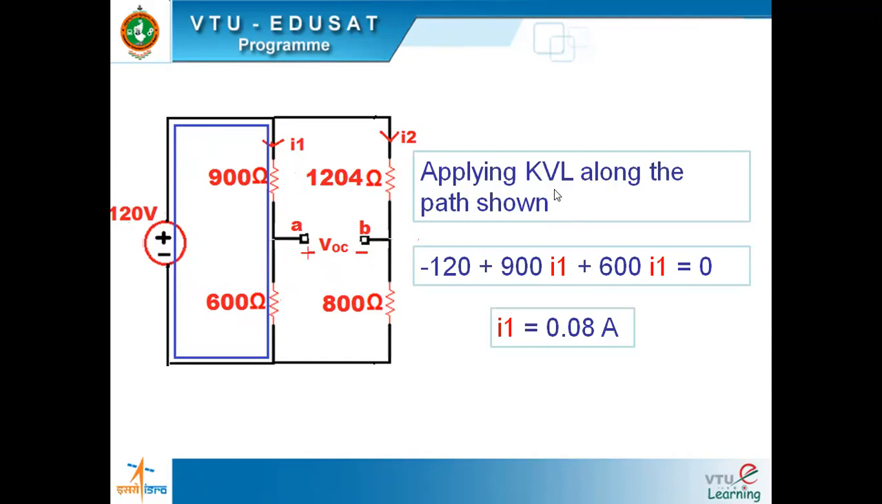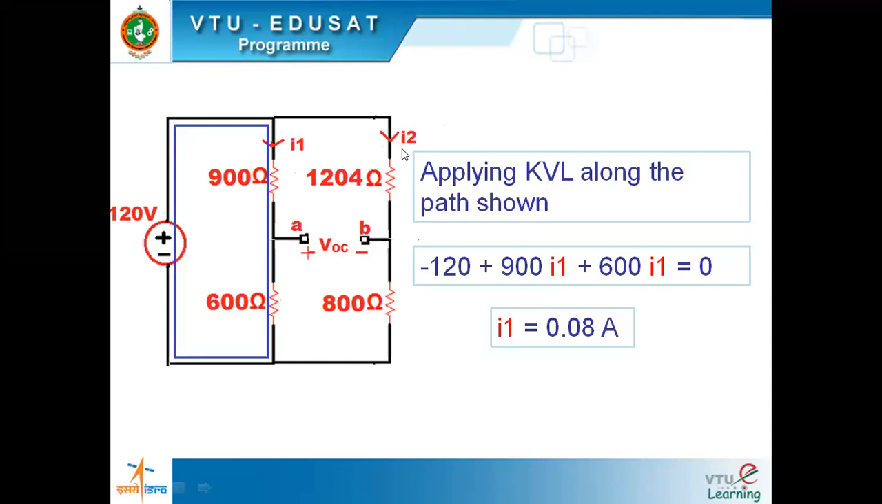I can apply KVL to any closed path, but that closed path has to have the current that we want to find. See, this is another closed path now. But what is the disadvantage with this? Both I1 and I2 would come into that equation. No problem, let both I1 and I2 come in. We know I1, so substitute that I1 to find I2.